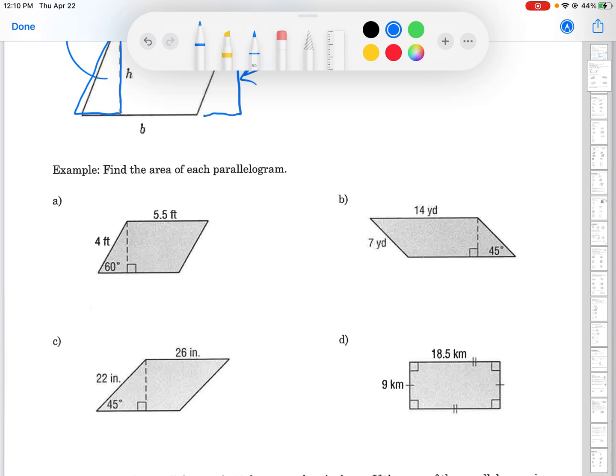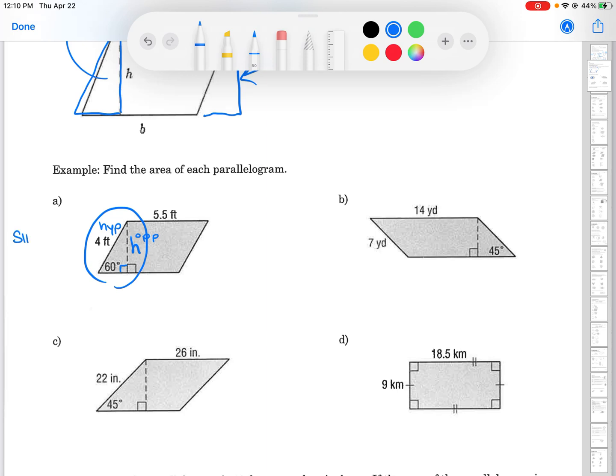Okay, so in this case, we do not know what the height is, and we're going to need to find the height first. So what we're going to focus on is this triangle over here. I have a right triangle. It's a triangle that has 60 degrees in the corner. I need to find H. That's the opposite side. This is the hypotenuse. If you knew special right triangles, you could use that, but we're going to use sine here.